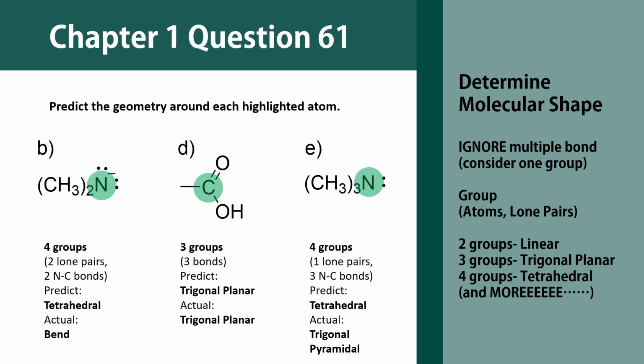D has 3 groups, but since there's no lone pair, it's the same as predicted, which is trigonal planar. E has 4 groups, which predicts a tetrahedral shape, but since there's one lone pair, it is actually a trigonal pyramid.